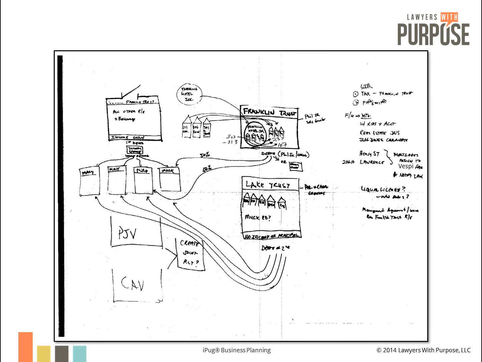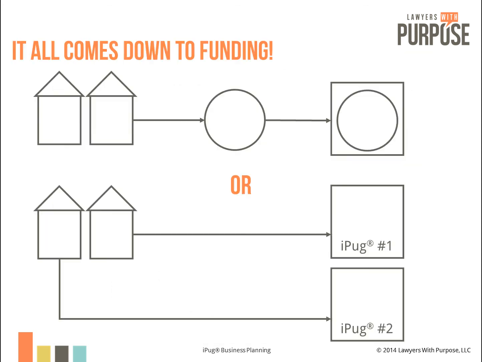Now the Lake Trust just collects rent, and that goes back to the grantors, Phil and Carol, during their lifetime. The Lake Trust does not terminate when Phil and Carol pass away, so the rent that's paid at that point will then go into the children's separate share trusts. So as you can see, the conversation really comes down to funding. You can either put the real estate in the bubbles and put the bubbles in the boxes, or you can put real estate into single-purpose IPUGs.